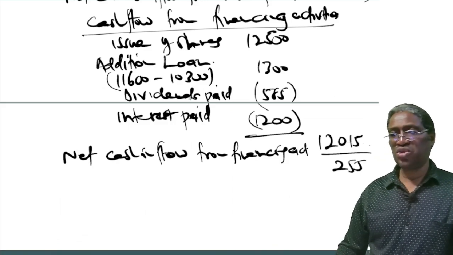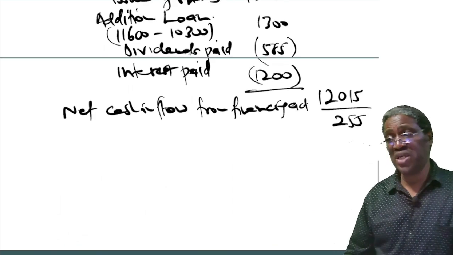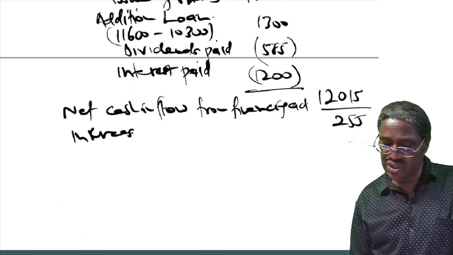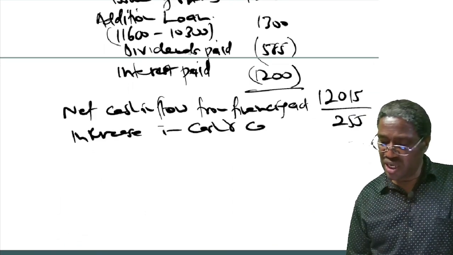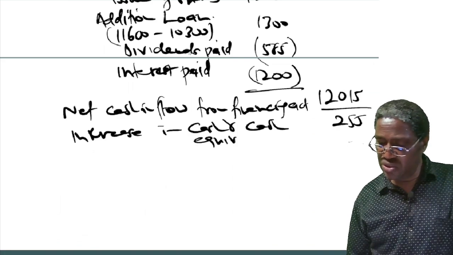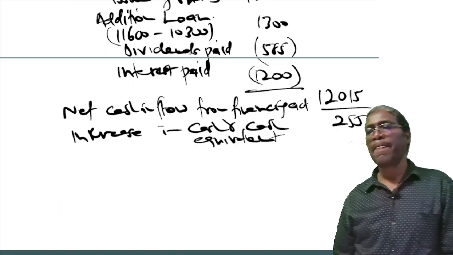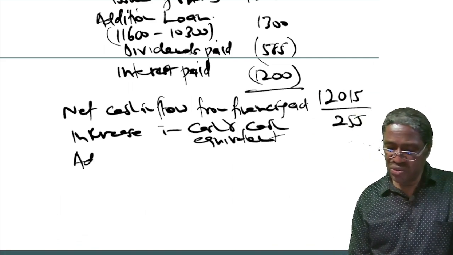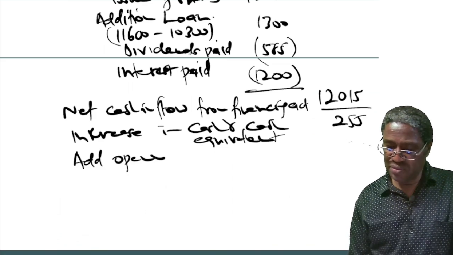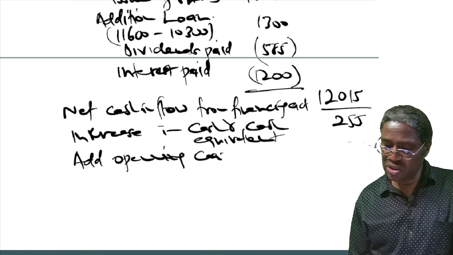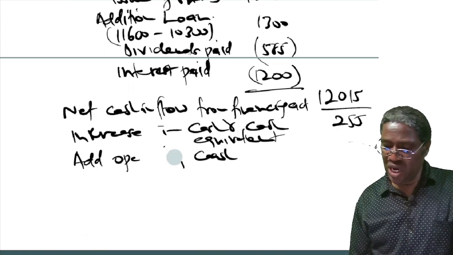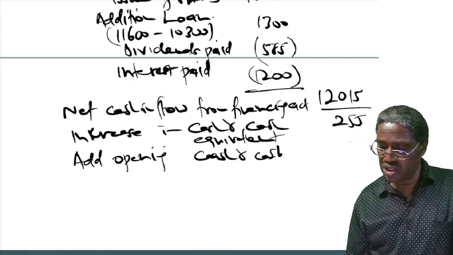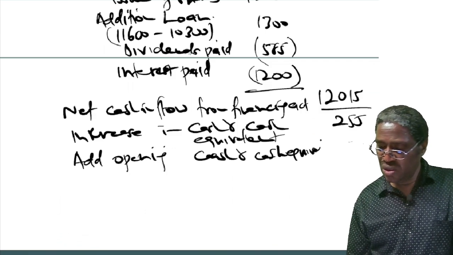I'm getting a positive 255. You remember we said when we were looking at the topic, you get a positive, you call it increase in cash and cash equivalent. Then from there we said, once you get increase in cash and cash equivalent, you come and add the opening cash and cash equivalent. Where do you get it?